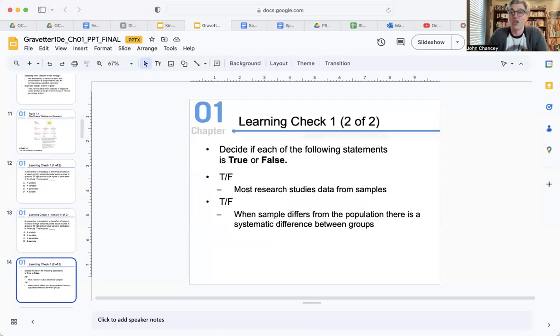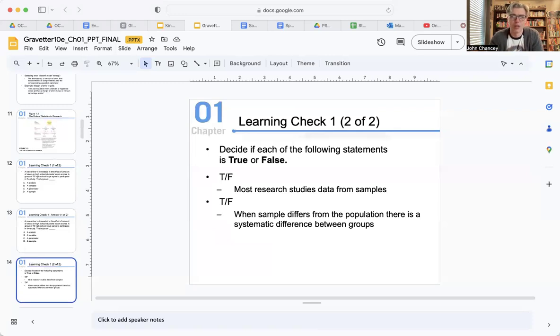The next one, there's actually two questions. You're going to answer true or false to both of them. First one, true or false? Most research study data from samples. And the second one, when sample differs from the population, there is a systematic difference between groups. All right, so you need to answer true or false for both of those. So again, pause, we'll come back and reveal the answer.